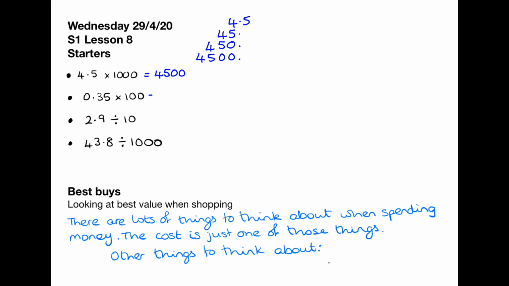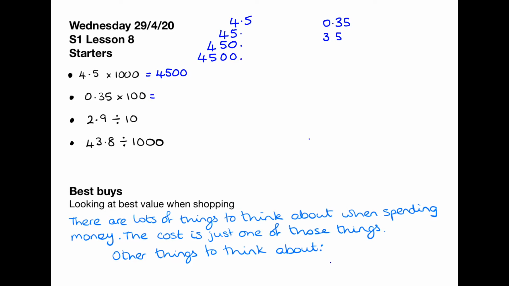Okay, next one. 0.35 times 100. Start off with 0.35. Because we've got 2 zeros here, we need to move 2 places to the left. So 1 place would put the 3 there and the 5 there. 2 places puts the 3 here and the 5 here. Okay, now remember in all this, the decimal point doesn't move. So the answer to that one is just 35.